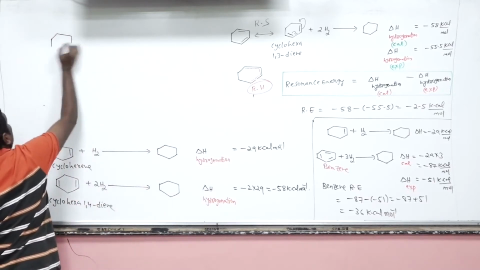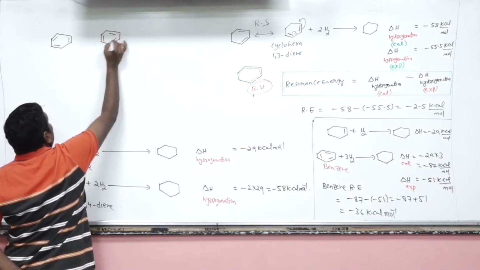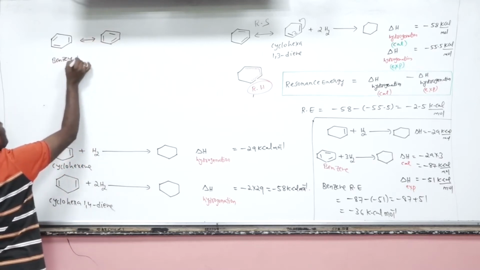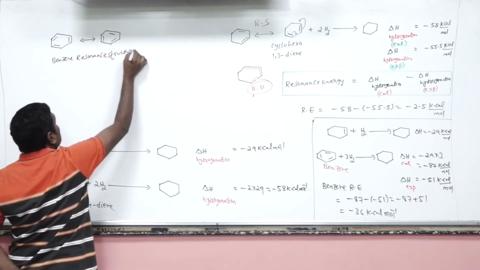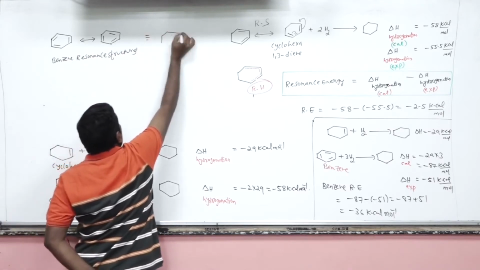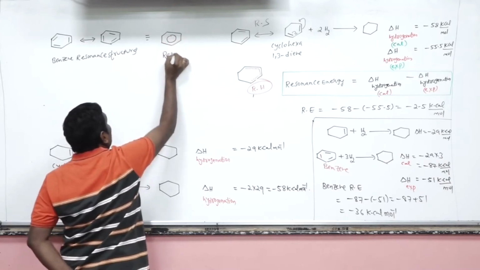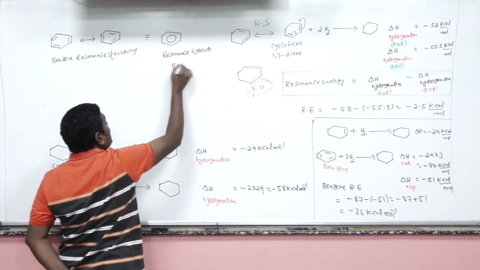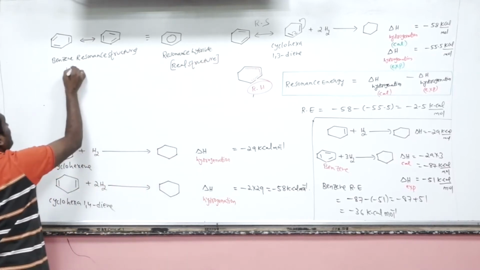Let's suppose this is a benzene hypothetical structure and one more hypothetical structure. These are the benzene resonance structures. The actual structure of benzene, that is the real structure of benzene, will be this. This is called the resonance hybrid. This is the real structure, and these two are hypothetical.